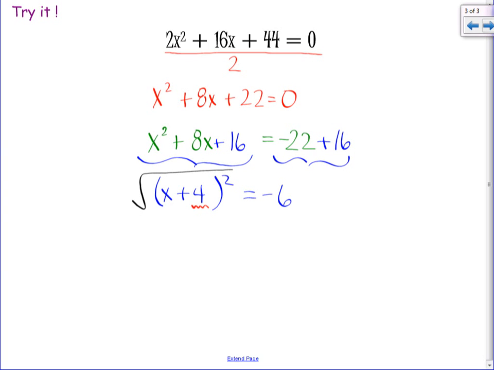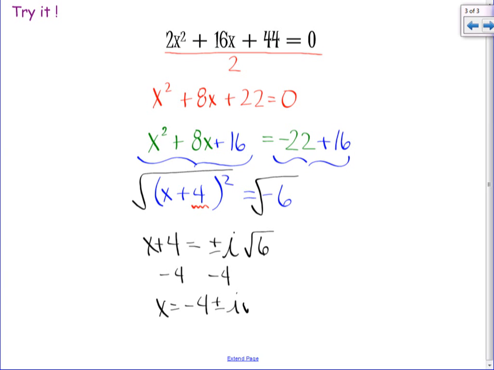Square root. Okay, so now we have x plus 4. What do we get here? We take the negative out as an i, and then we've got root 6. And the last step. Yep, just subtract 4. So we got negative 4 plus or minus i root 6. Same steps every single time. Any questions before we start on homework?